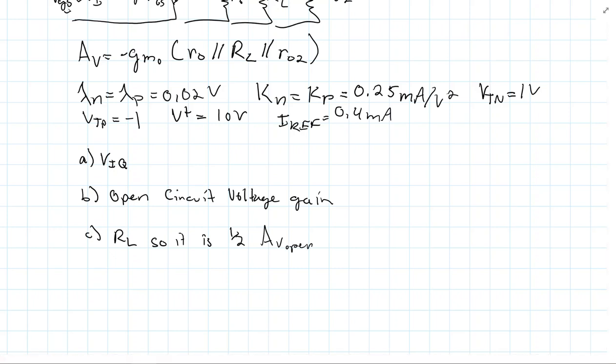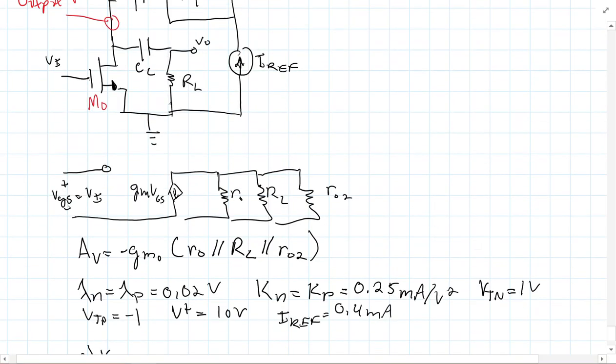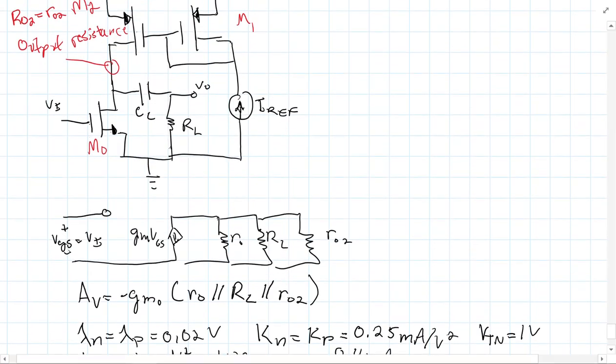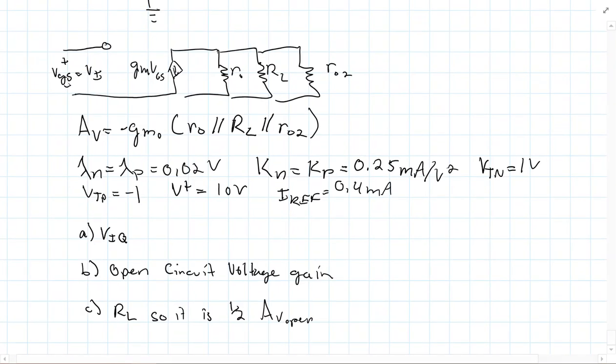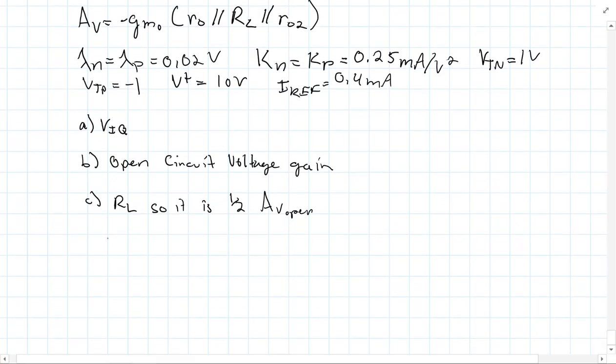So this is what we're going to find here. Okay, so to find VIQ, let's look at the circuit here. VIQ is basically what does this DC voltage have to be in order for this to be biased. So really what VIQ is simply just VGS is all we're asked to find for part A.